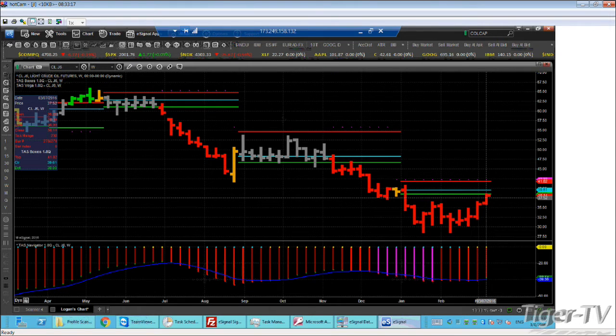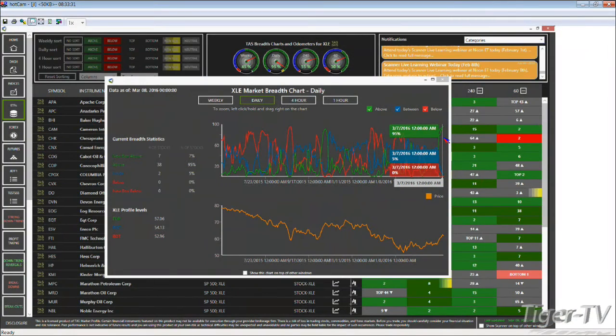Something else somebody just brought up in the den, which I hadn't been focused on, is the breadth on the intermediate on the oil stocks. My God, 95% positive. We've got 38 stocks in the XLE trading above profiles, two within and zero below. I had not even looked at that. That's pretty amazing, actually. So that's a little bit overextended. I have never seen that before. So could be due for a little bit of a consolidation at best here.